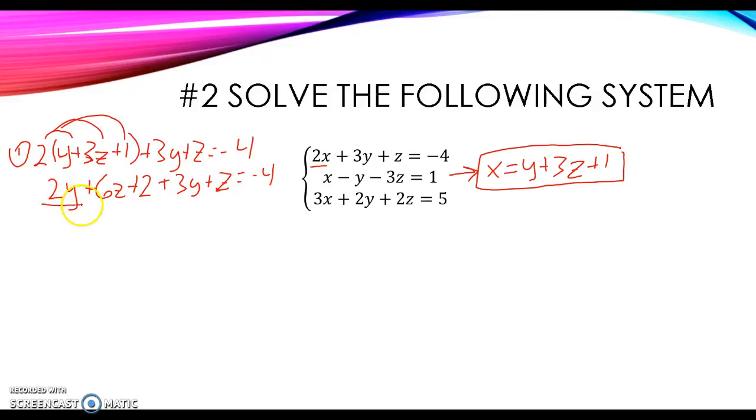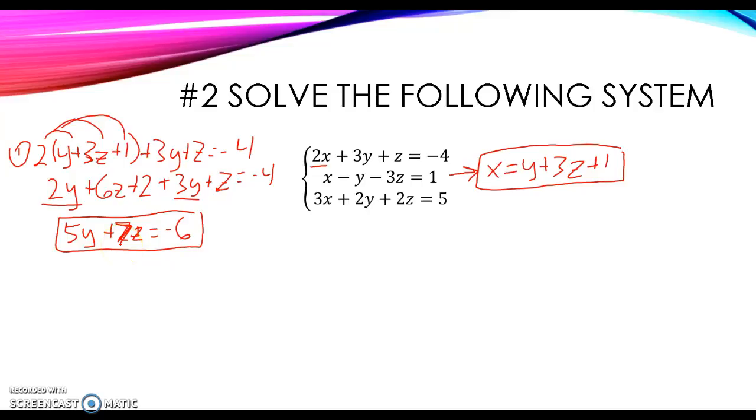Then if I combine my like terms, 2y plus 3y is 5y. 6z plus z is 7z. That's a 7z. And then if I subtract 2 from both sides, this is going to equal negative 6. So there's one equation with the y and the z.